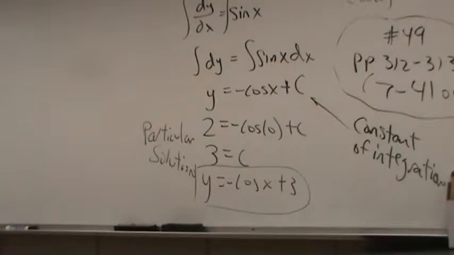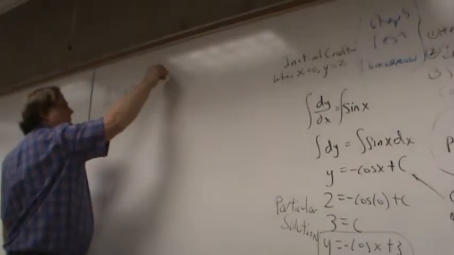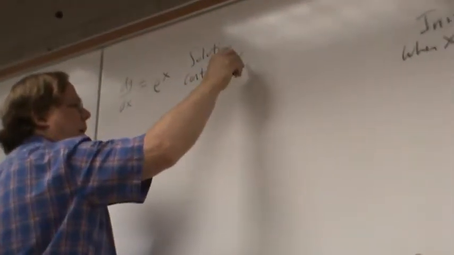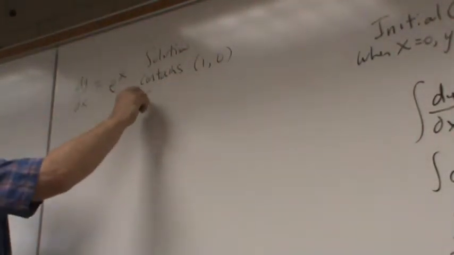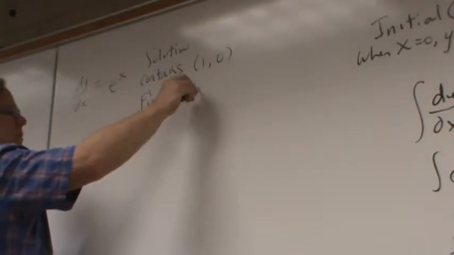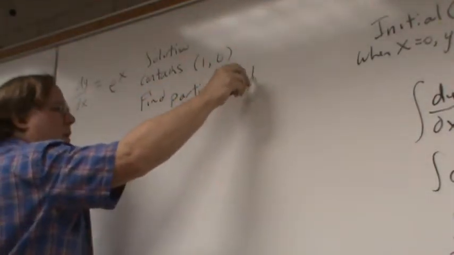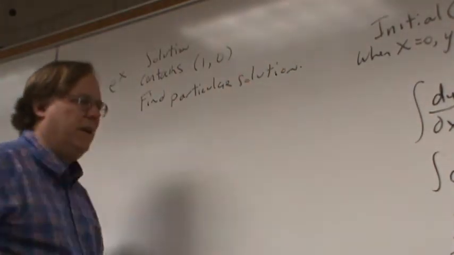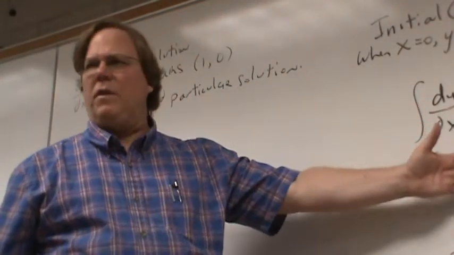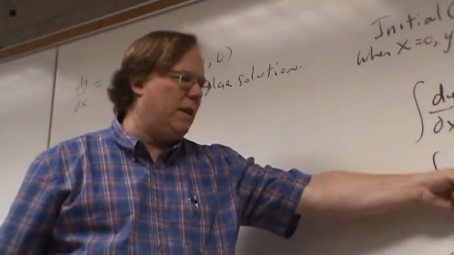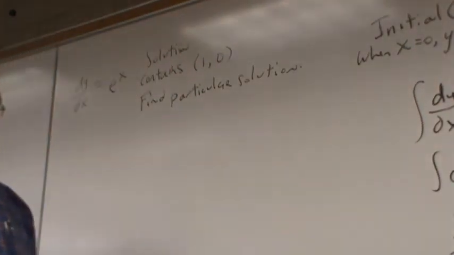Let's say I told you that dy dx equals e to the x, and the solution contains the point (1, 0). Find the particular solution. And I want to tell you again, you take the antiderivative to solve the differential equation, but then you have to use the initial condition to find the constant of integration to get the particular solution. So good luck.